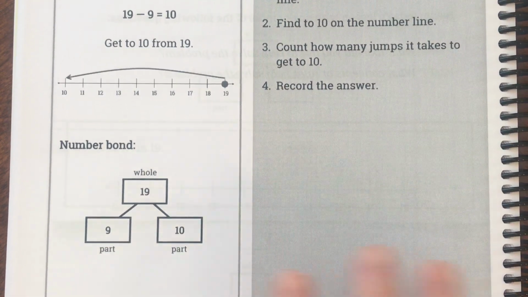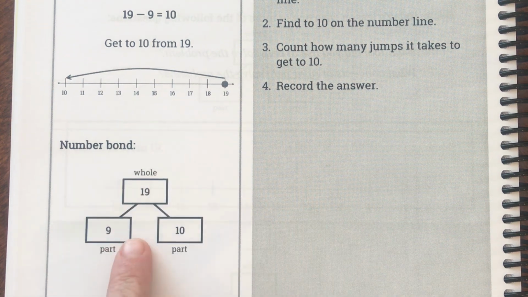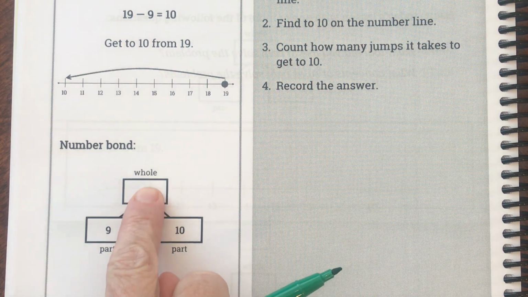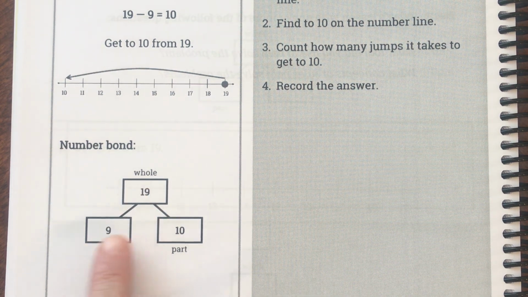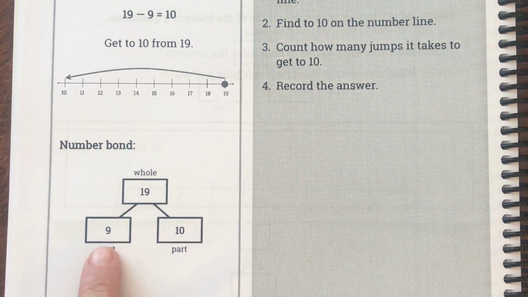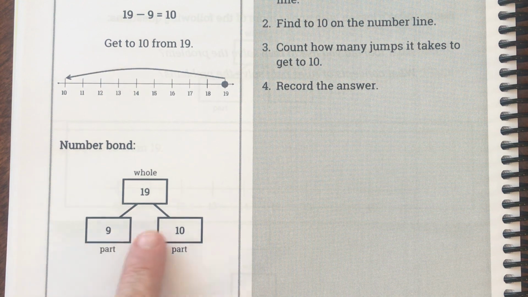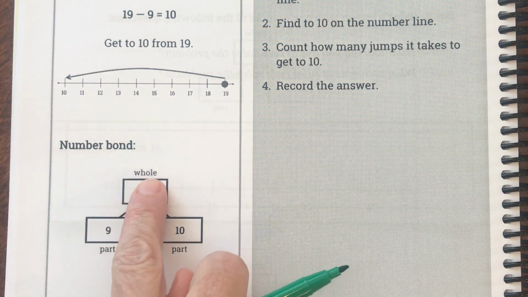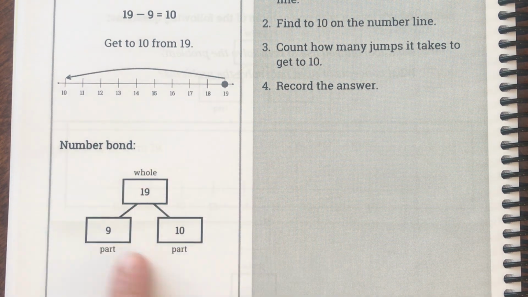Okay, and then we have been working a lot with number bonds and how neat number bonds are because we can use those fact families. So remember, I could say 19 take away 9 equals 10. I could say 19 take away 10 equals 9. Or I could say 9 plus 10 equals 19, or 10 plus 9 equals 19. So there's lots of neat things we can do with this.